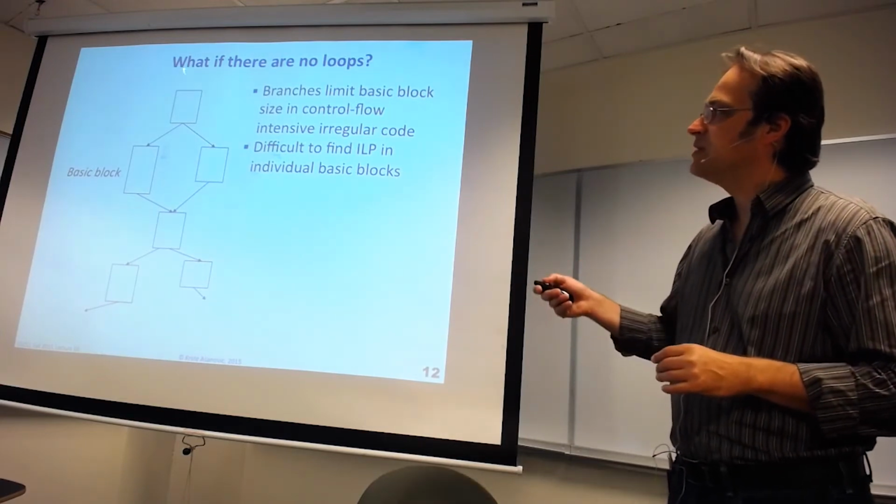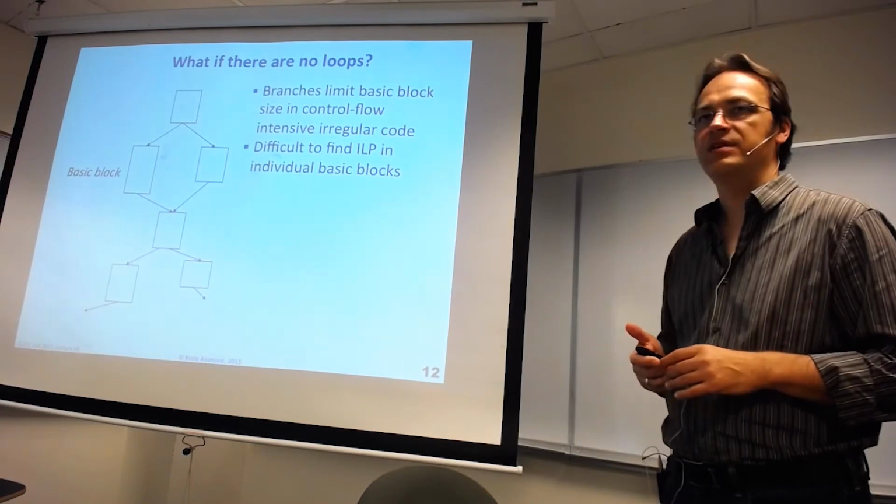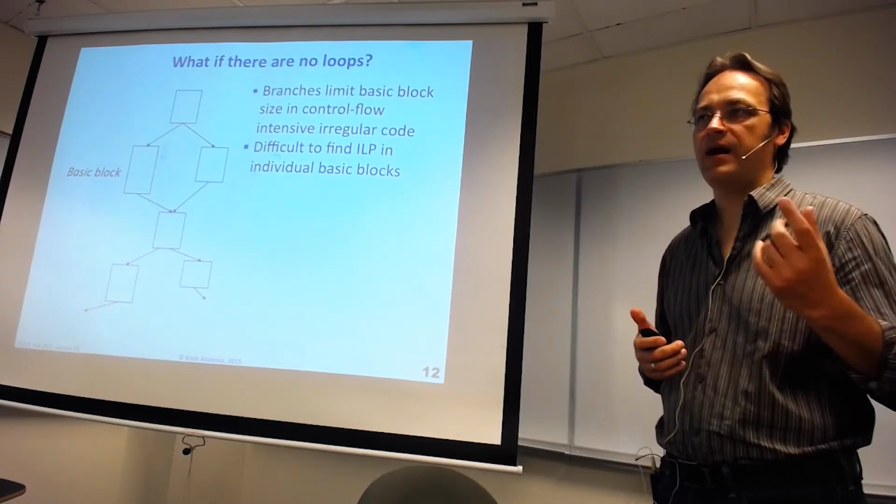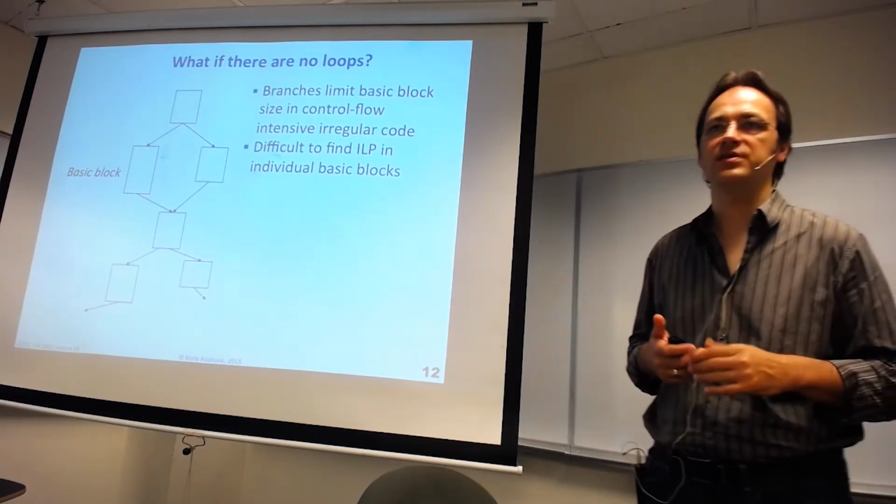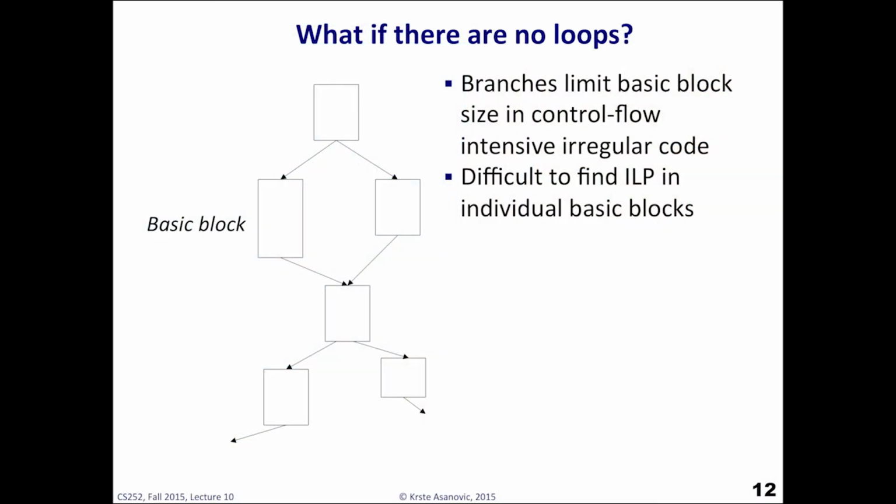If you look at twisty general purpose code, branches really limit the size of each basic block. It's really difficult to find instruction level parallelism within each of those little basic blocks. They're only 6 or 7 instructions long, they have some latency, they have some dependencies. If you had a 6 or 7 wide VLIW, it's hard to see how you could possibly make use of that if you just look at one basic block at a time.